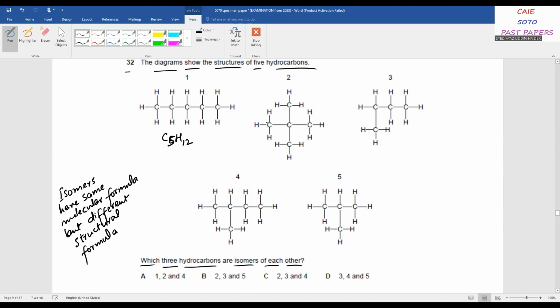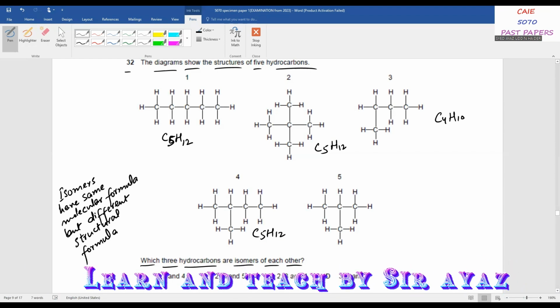Number 2, 1, 2, 3, 4, 5. Again, you are having 5 carbon and hydrogen, 3 multiplied by 4, which should be 12. And in 3, 1, 2, 3, 4, we have 4 carbon atoms and hydrogen atoms will be 1, 2, 3, 4, 5, 6, 7, 8, 9, 10. C4H10. For number 4, 1, 2, 3, 4, 5, C5. Again, you are having H12. Number 5, 4 carbon atoms. Again, there will be 10 hydrogen atoms.